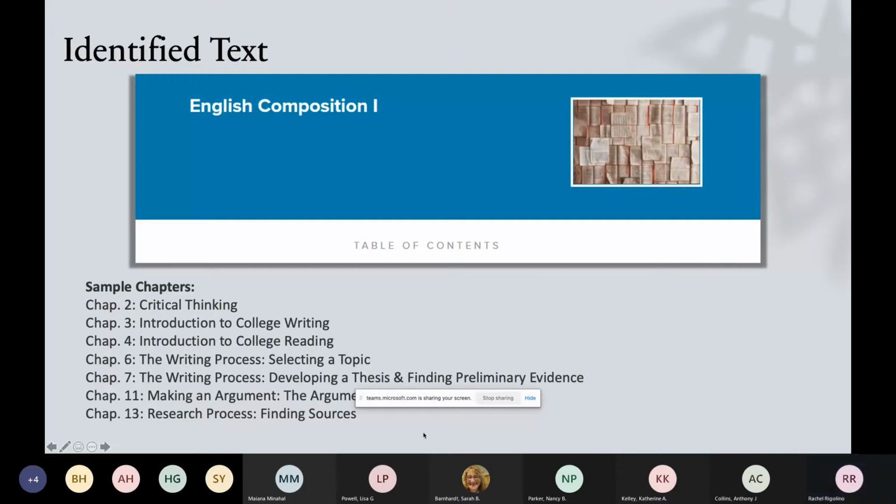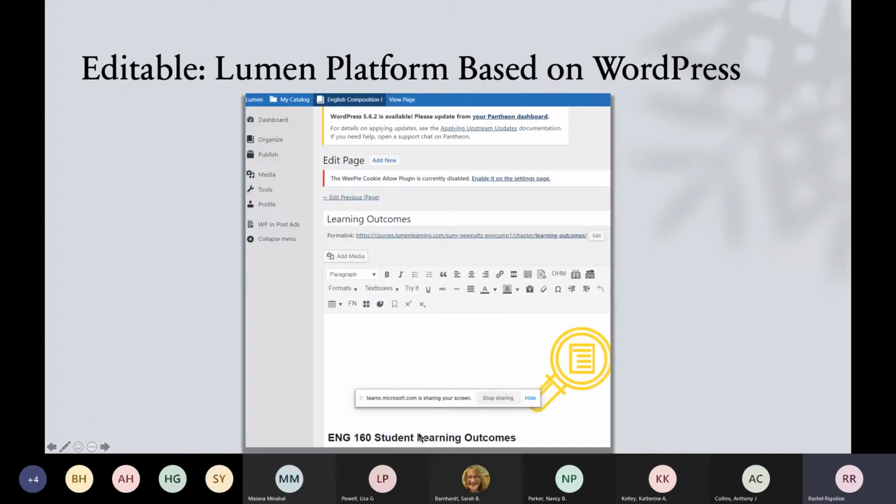One thing I would point out about Lumen, it is WordPress, and it's their own proprietary platform. And by proprietary, I mean that they support the platform. So if you were used to using WordPress, you would have no trouble working with their textbook. I had a limited amount of experience with WordPress, but it's fairly intuitive and not too techy. So I was okay with that.